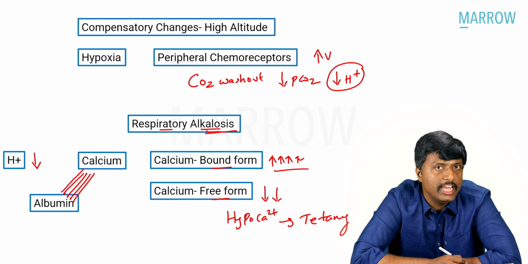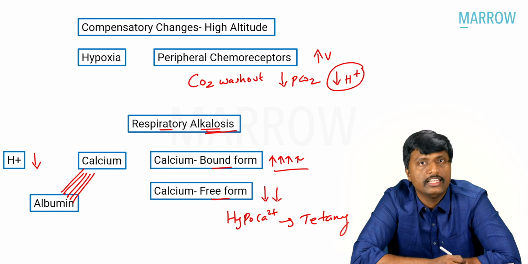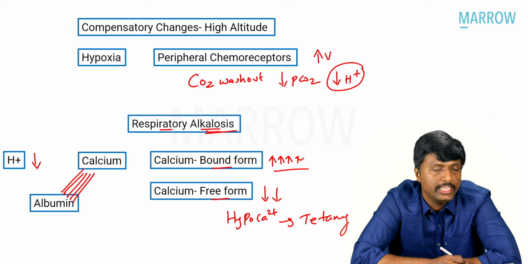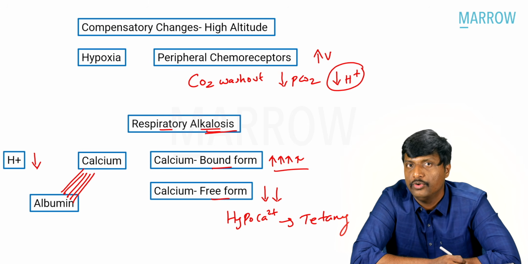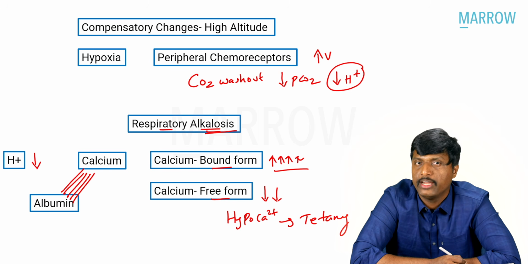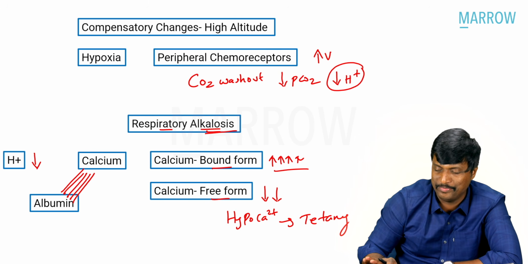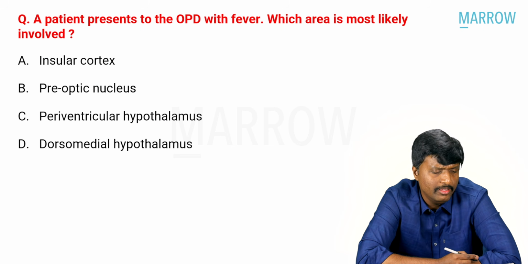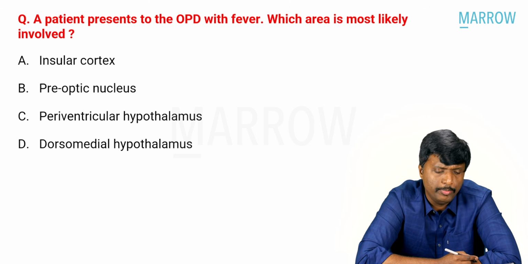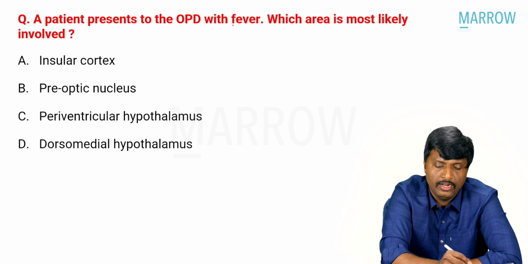When the free form of calcium, which is the active form, decreases, it can lead to hypocalcemia and further to tetany. You have to keep this in mind. So high altitude, respiratory alkalosis. Simple. Next question. A patient presents to the outpatient department with fever.